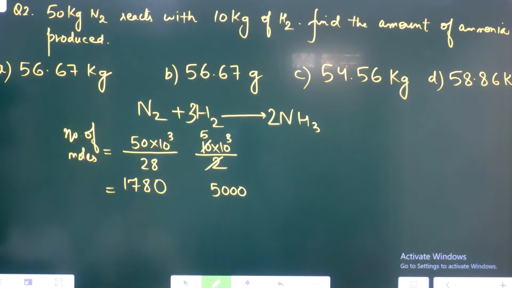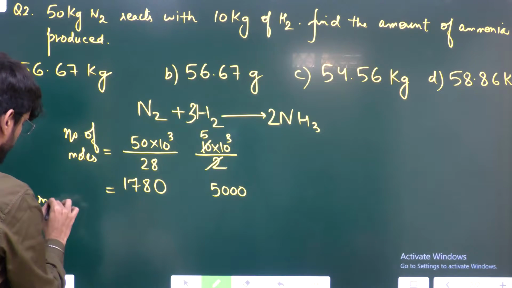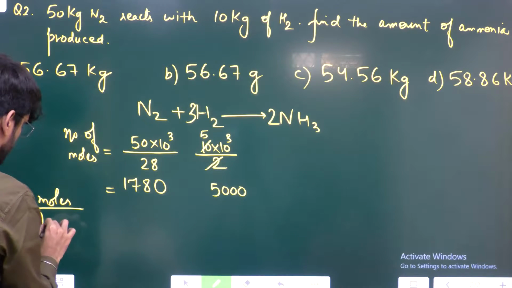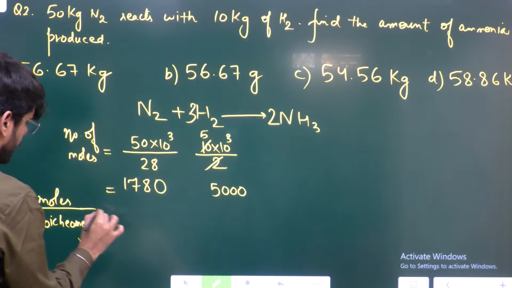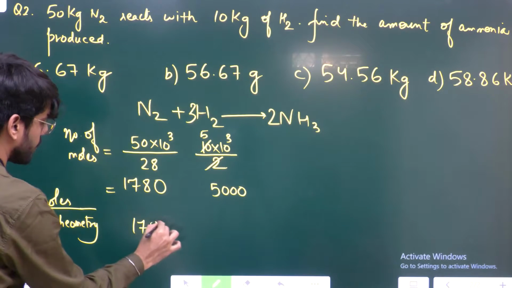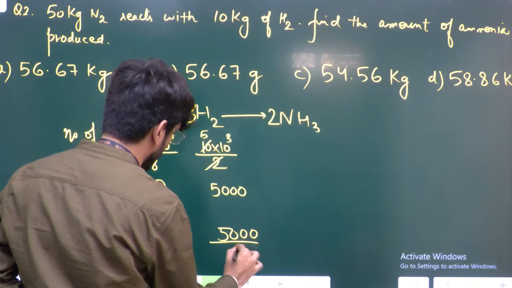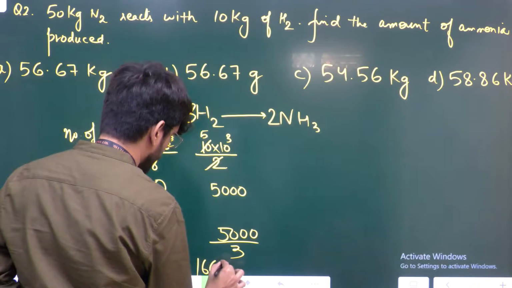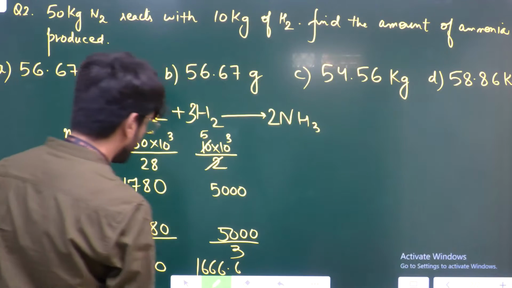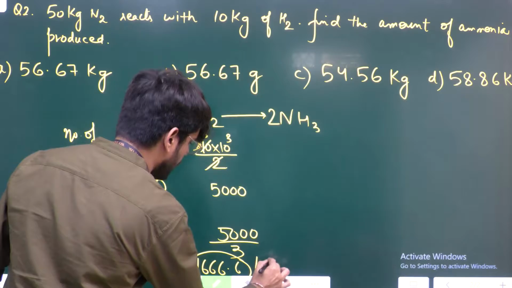Okay, the next step is to find out the limiting reagent. So moles upon coefficient, stoichiometry. So this is 1780 divided by 1 and this is 5000 divided by 3, which is 1666.6. Can you please tell me what is the limiting reagent? H2. H2 is your limiting reagent.